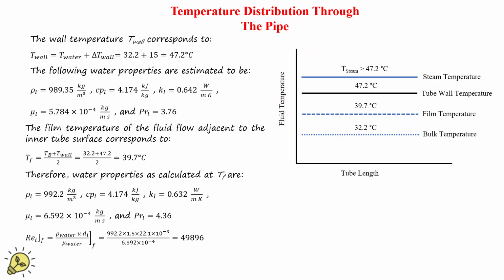We have the minimum temperature, which represents the bulk temperature, and the higher temperature is, of course, the temperature of steam, which is higher than 47.2 degrees Celsius, and the tube wall is higher than the film temperature, and so on. So we have almost 4 levels of temperatures.